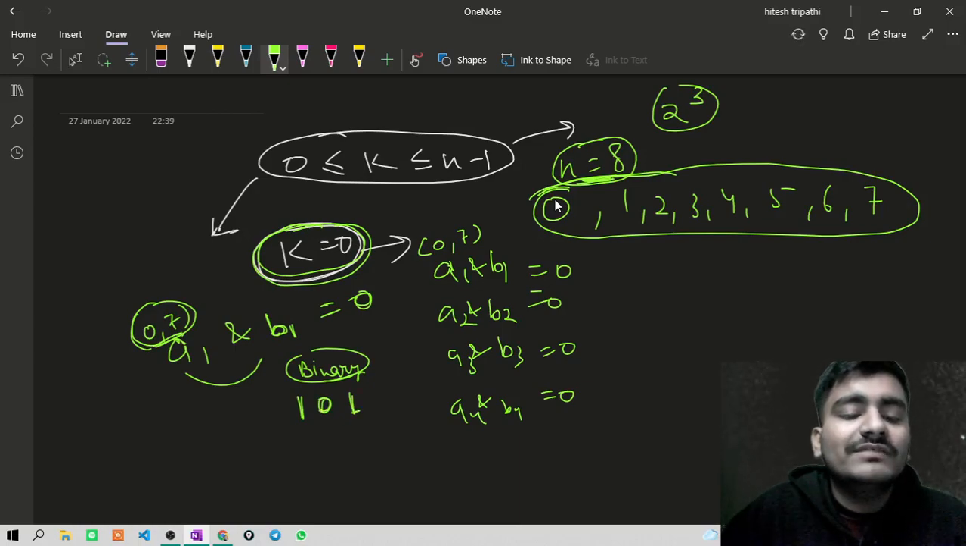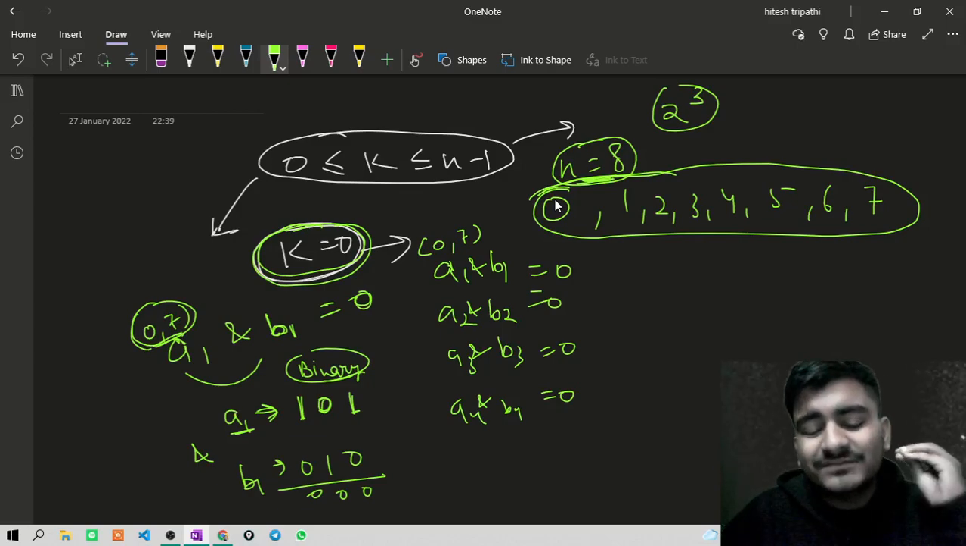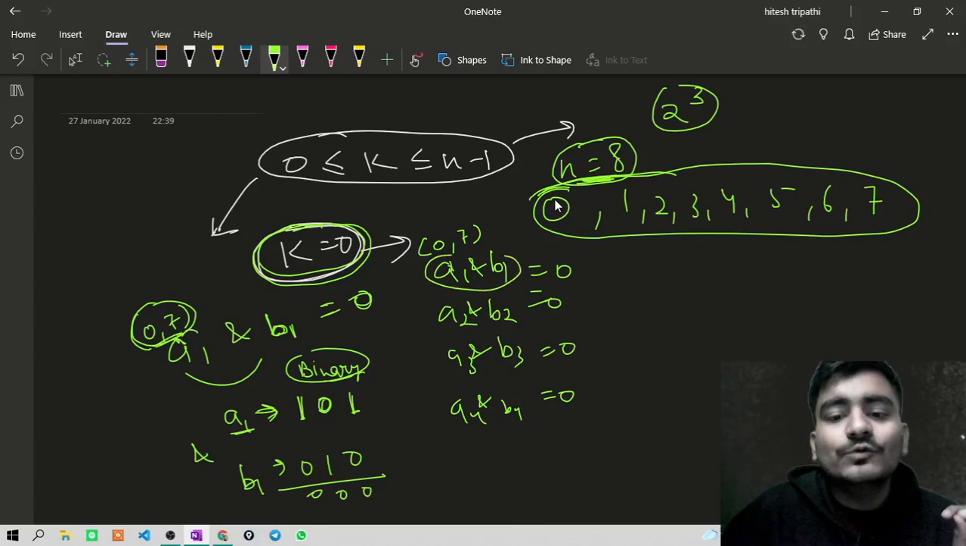Let's say that this number is a1, so you need to get the complement of a1 to make the bitwise AND equal to 0. So b1 must be 0 1 0. After that only your bitwise AND will be completely 0. I hope everything is clear till here, that if you want to make the bitwise AND of two numbers equal to 0 and you already have one number between 0 to 7, you must have the complement of this number a1 to make the bitwise AND equal to 0.